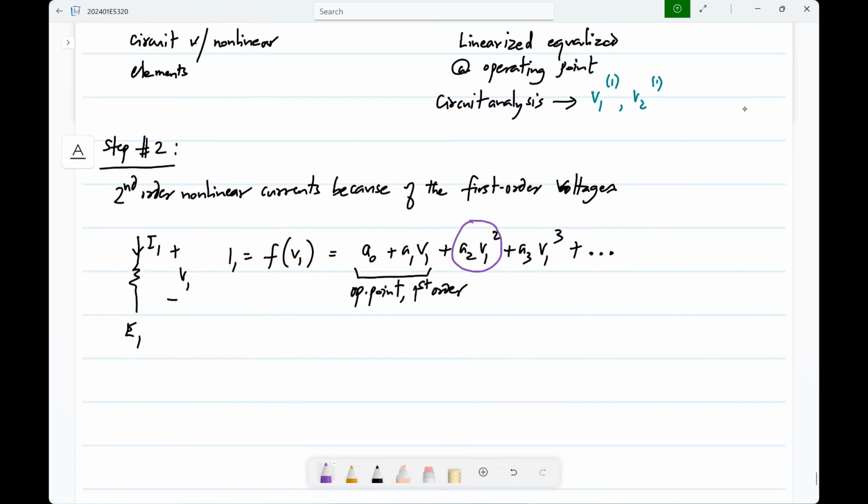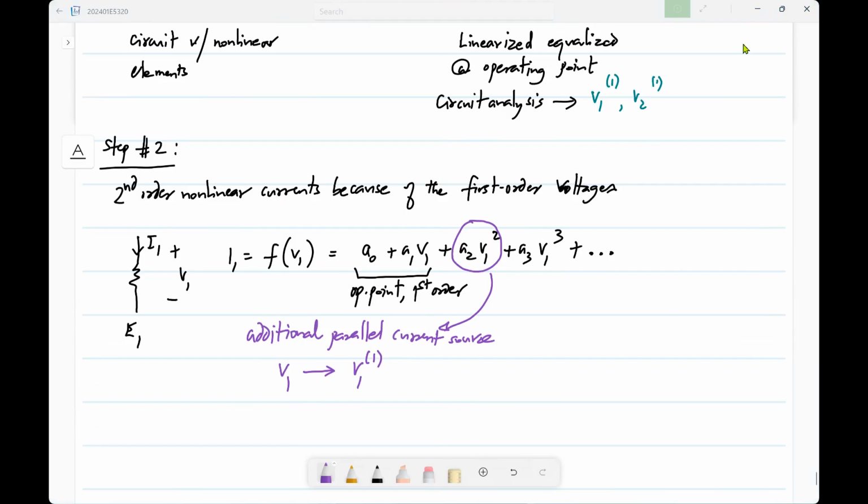So essentially, you represent this as an additional parallel current source, and with V1 substituted by just the first order stuff that you calculated in the first step. Okay. Right.